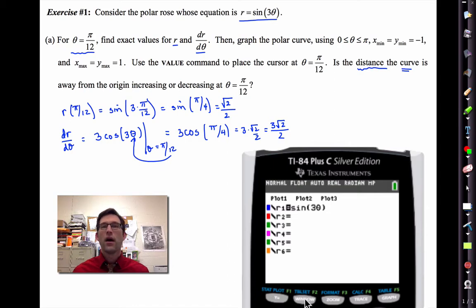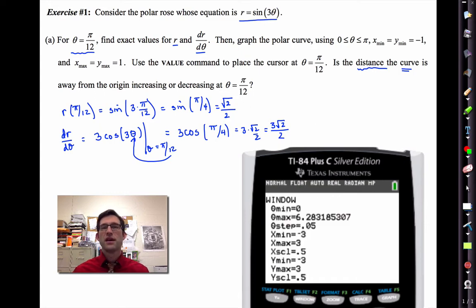Okay. I gave you the window, so let's go into the window. Let's set theta min to be 0, theta max to be pi. By the way, I know that's a little weird. We'll explore that more in the next lesson.